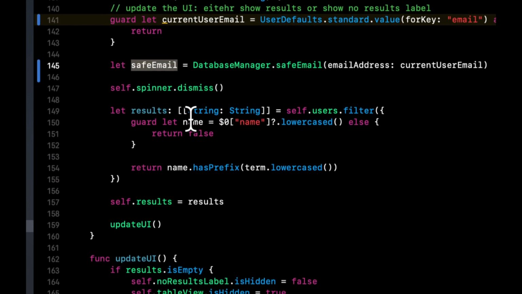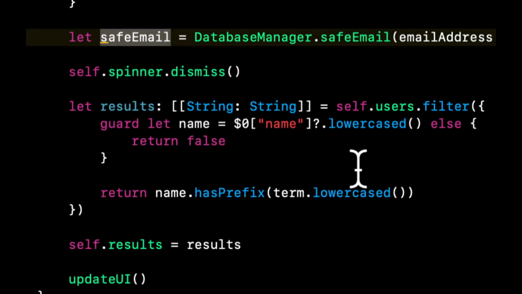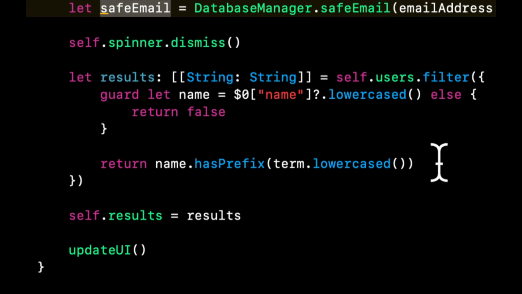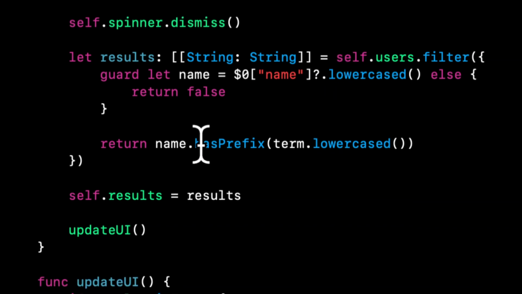And now we can say the results is going to be self.users filter, where the name is name lowercase as follows, and then you want to return if that name has a prefix of the term lowercase, and the term is our search query.